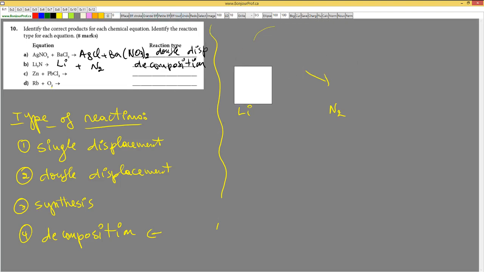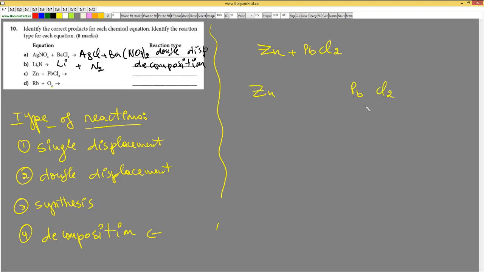Okay, I'm going to do the third one. What I have here is Zn plus PbCl2. So Zn stays Zn, there is nothing here, it is zinc. But PbCl2, this one will break down.